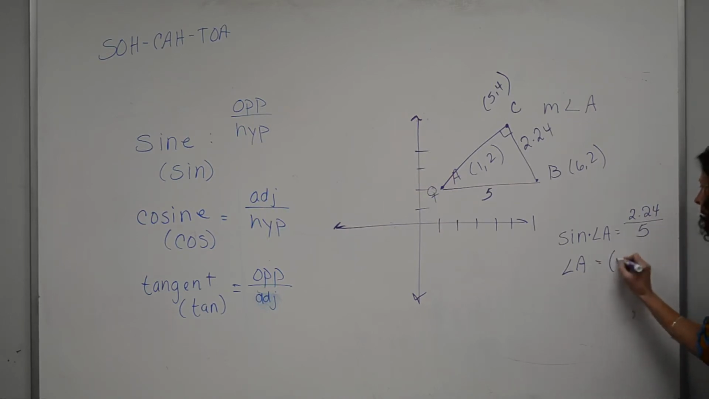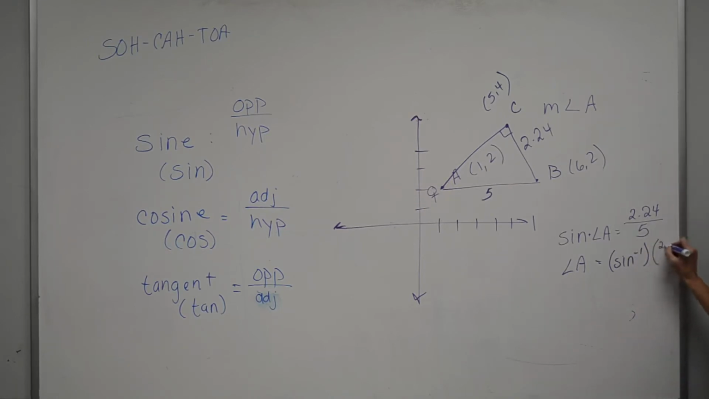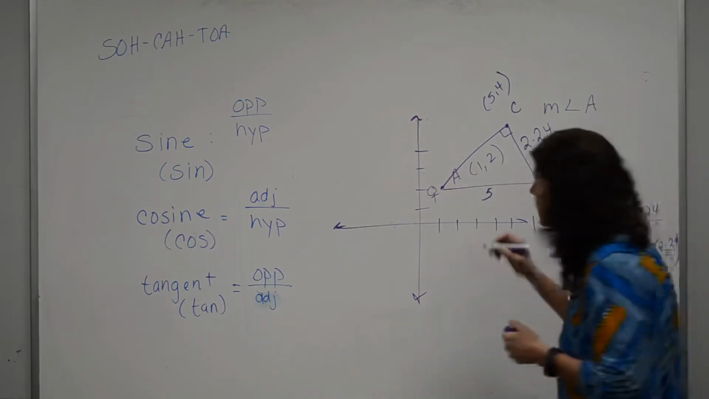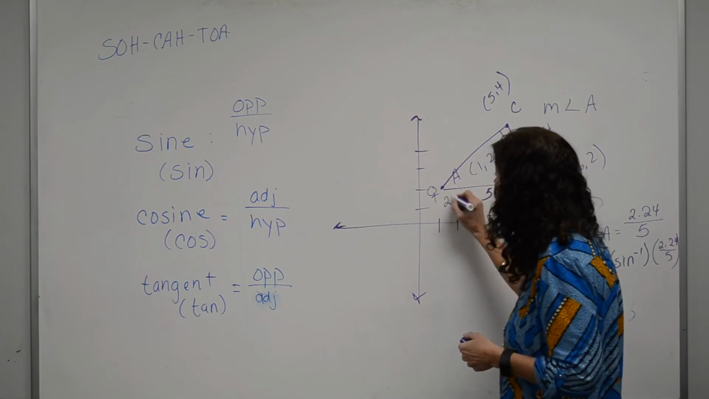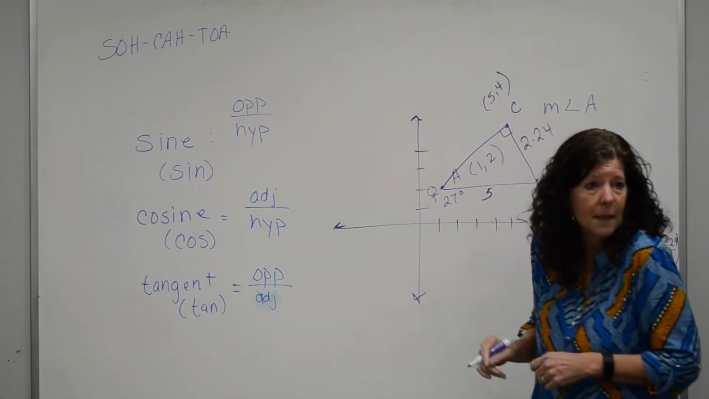All I can do is go sine to the negative first, which is like putting it on the bottom, of 2.24 over 5. All right, do that on your calculator. So you're going to do the inverse sine of 2.24 over 5. 26.61. Okay, so we'll call it 27, just rounding it, depending on where they tell me to round it.